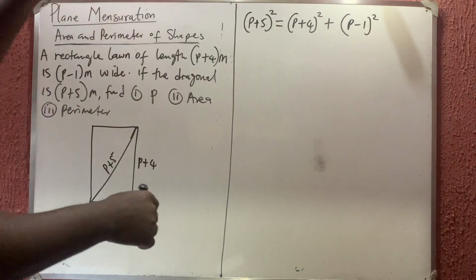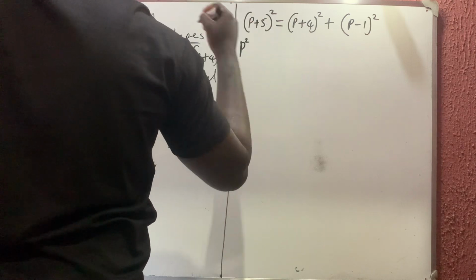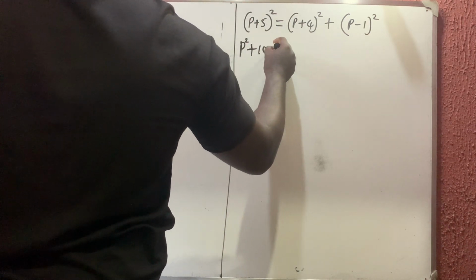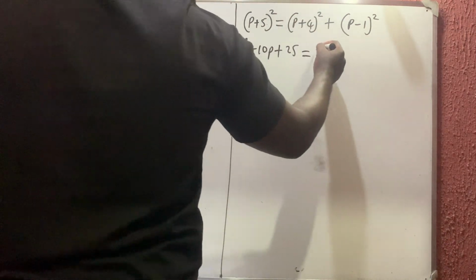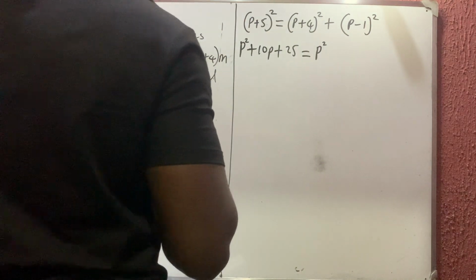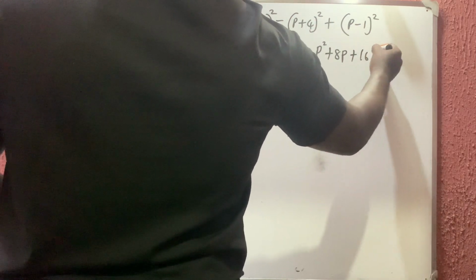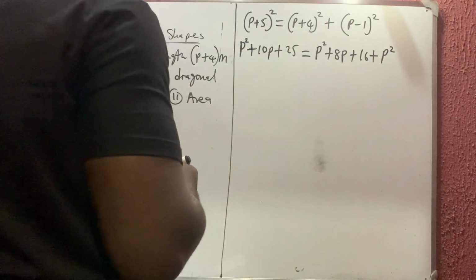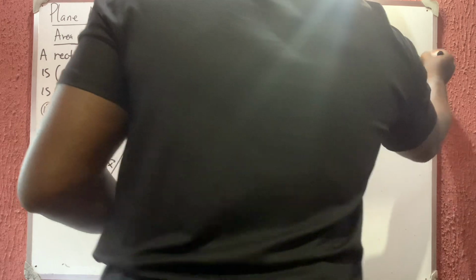To open this, we square the first one, p squared, multiply the first one and the second one, double it. This time it is 5, 5 times 2 gives us 10p. Square the last one, I have 25. Is equal to, the same thing here, p squared, multiply the first and the second, 4p, double it, I have 8p. Square the last one, I have 16, plus p squared, multiply the first and the second, minus p, double it, I have minus 2p. Square the last one, I have plus 1.